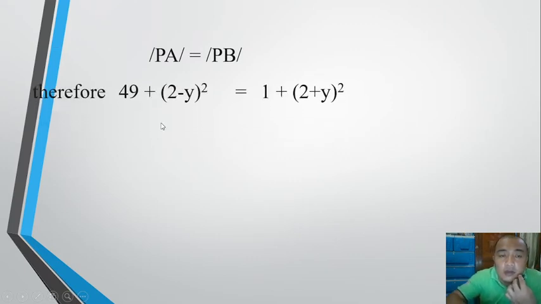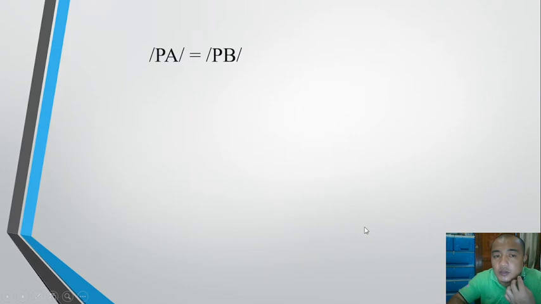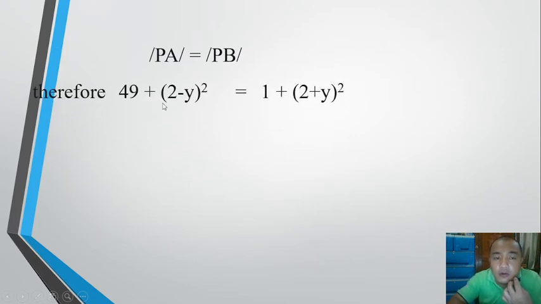Ayun. So, bakit naging 49 na yan? Kasi square natin ito. 7 squared plus (2 minus y) quantity squared. Ito naman, negative 1 squared plus (negative 2 minus y) quantity squared. So, we have 49 plus (2 minus y) quantity squared is equal to 1 plus (2 plus y) quantity squared. Solve na natin yan. From this equation, we can solve for the value of y.